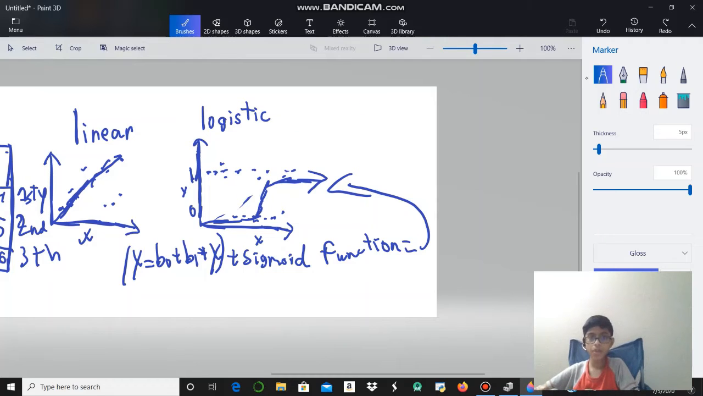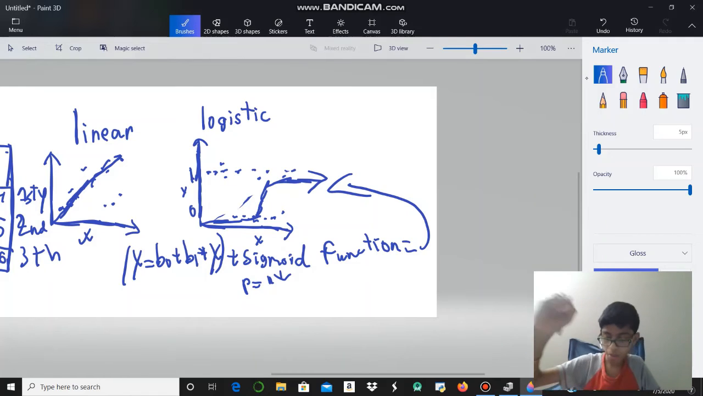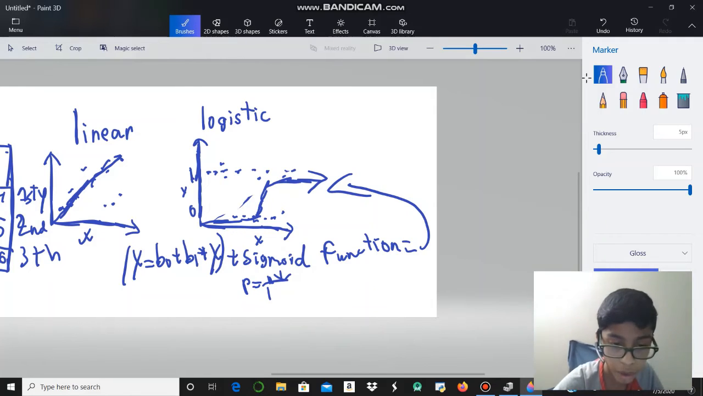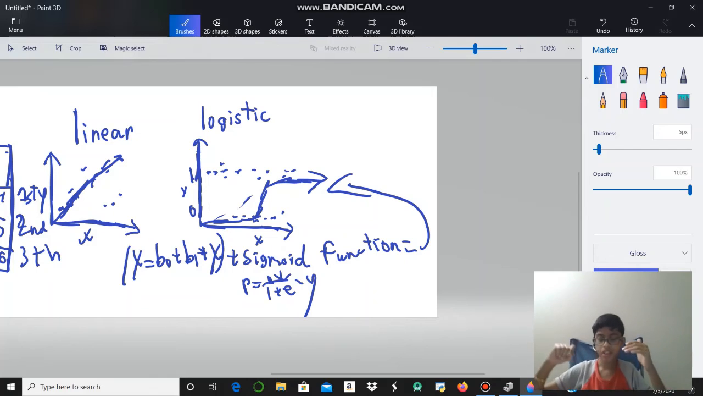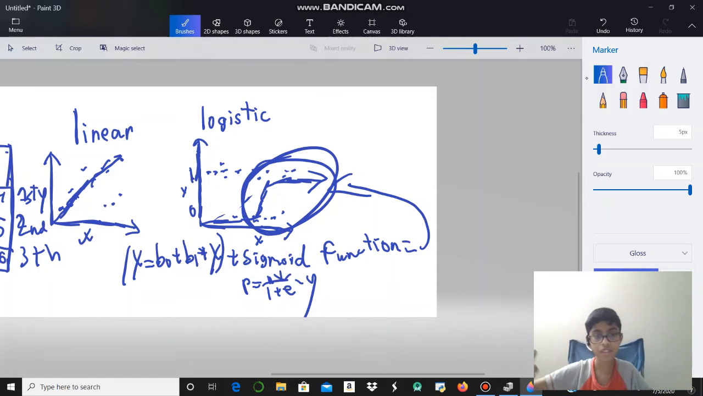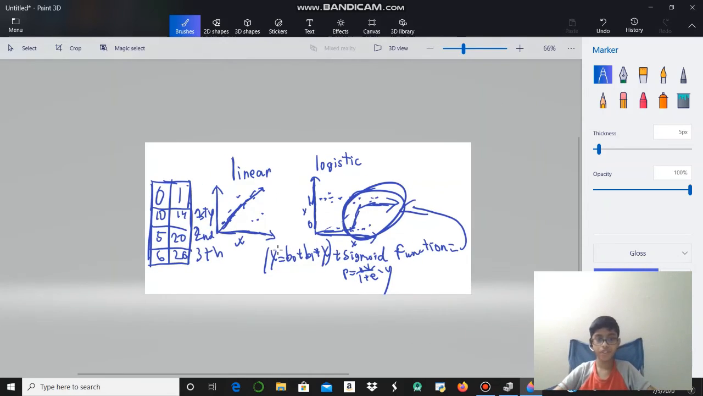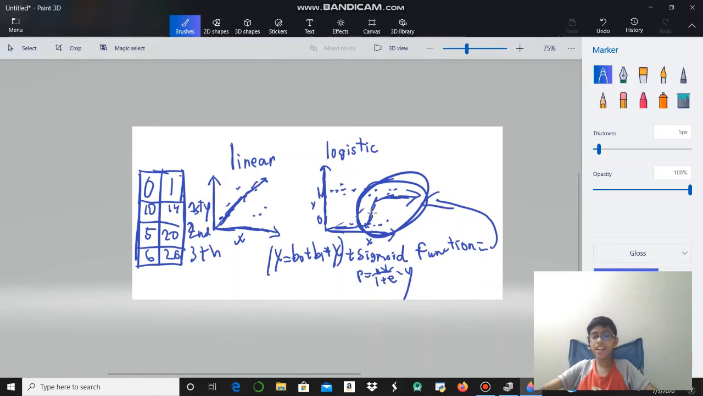So what is this sigmoid function? I'm going to get deeper into the mathematics. The sigmoid function is equal to P, so P is equal to 1 over 1 plus e to the negative y. That is the sigmoid function. And if you were to add this to this value, you would get this sort of graph right here. So that's the logistic regression.